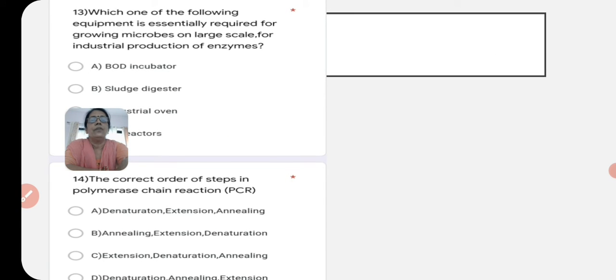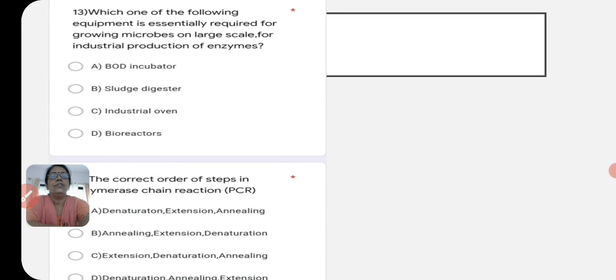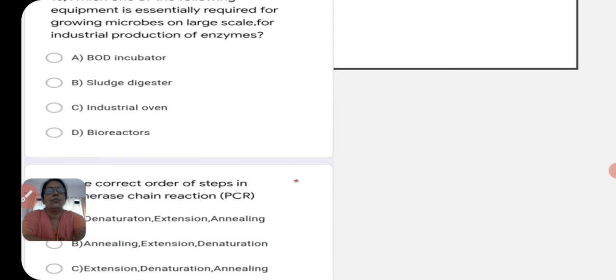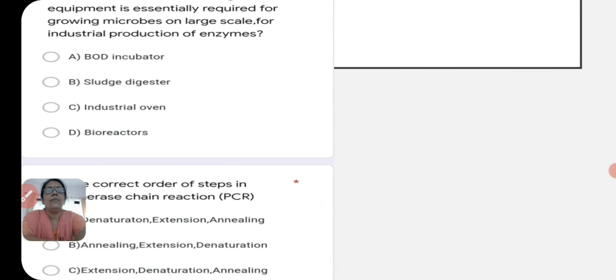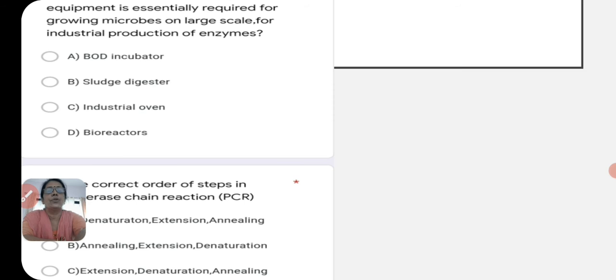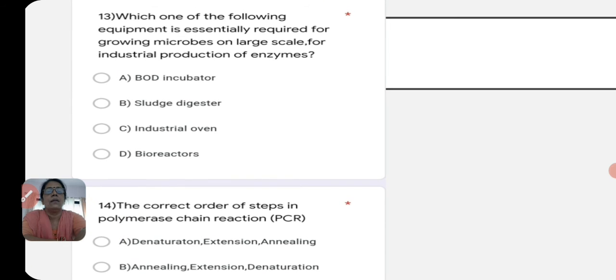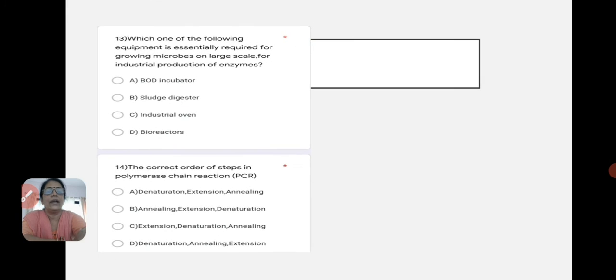Which one of the following equipment is essentially required for growing the microbes on a large scale for industrial production of enzyme? So which one is that? Bioreactor. Your answer should be the bioreactor.